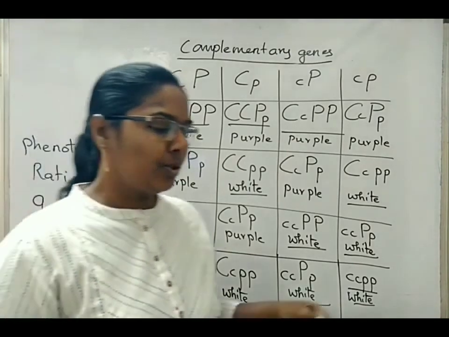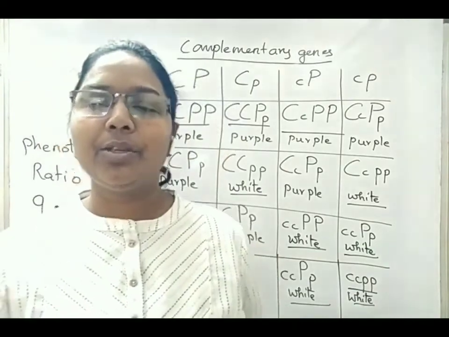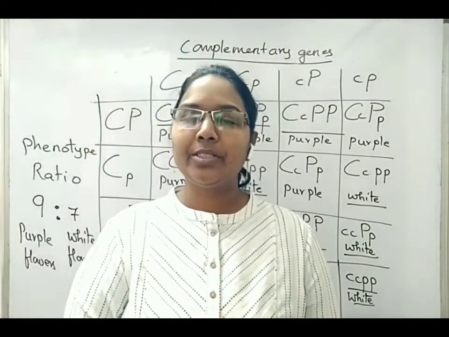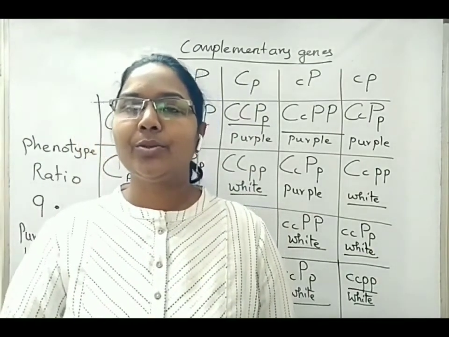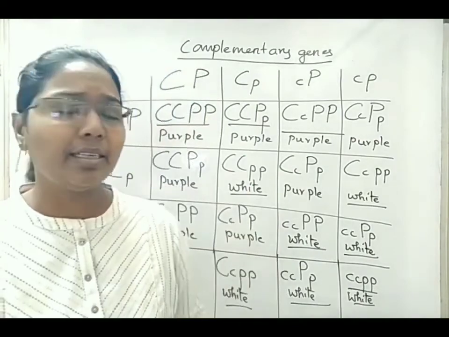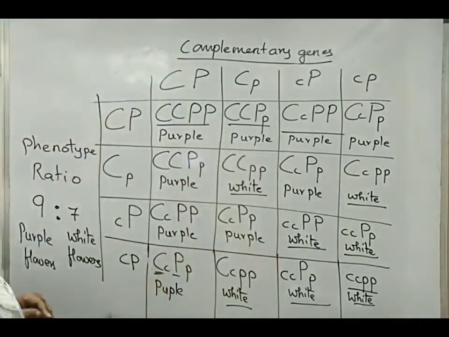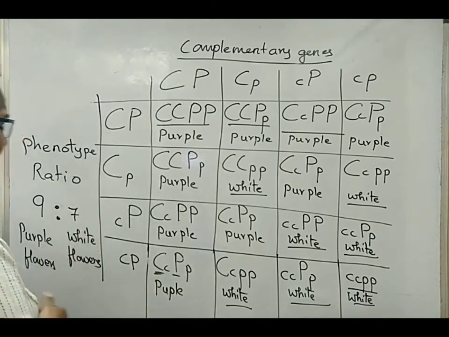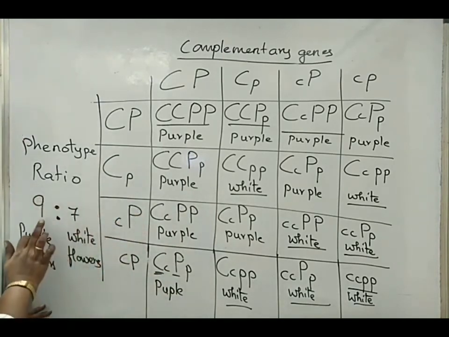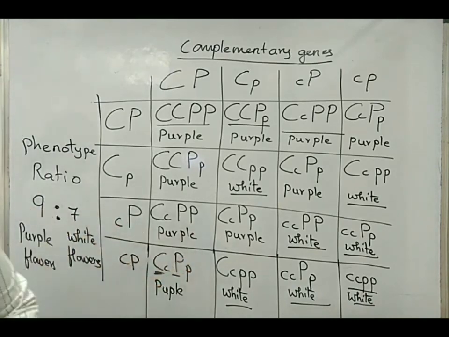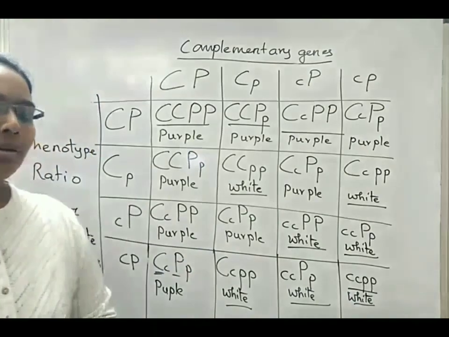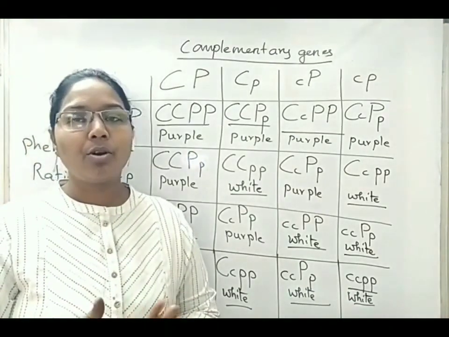So here we have seen two examples regarding the phenotypic ratio and types of genes. One is a dominant epistatic example, taking summer squash or Cucurbita pepo. There the ratio is 12:3:1. But here the ratio is different. There we got 12 white colored flowers, 3 yellow colored flowers and 1 green colored flower. But here we have got the ratio 9:7. 9 is indicating the purple colored flowers and 7 is indicating white colored flowers. Okay. So this is about dominant epistasis and also complementary genes.